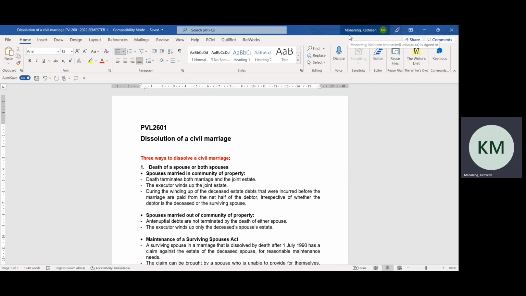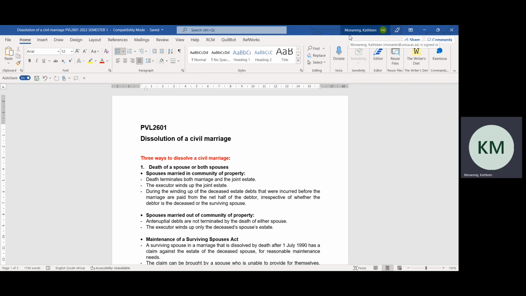With regard to death, it is important that you know that when the spouses are married or were married in community of property, the death is going to terminate both the marriage and the joint estate. During the winding up of a deceased estate, debts that were incurred before the parties got married are paid from the net half of the original debtor, irrespective of whether that debtor is the deceased or is the surviving spouse.